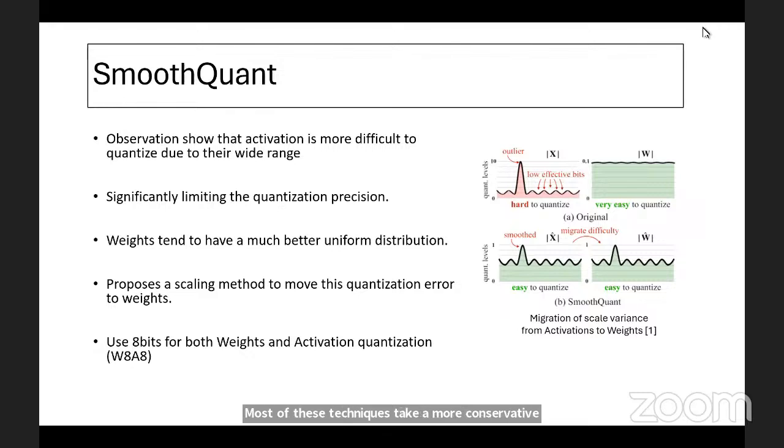Here's an example with SmoothQuant where they show, again with empirical data, that weight distributions tend to be more uniform because you're usually initializing the weights with some sort of a normal distribution. So you expect it to be more uniform.